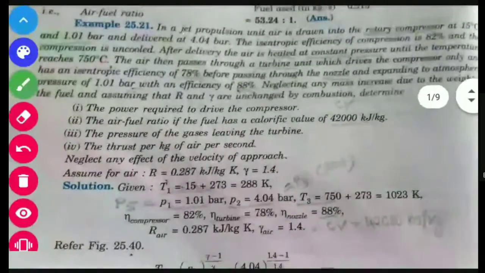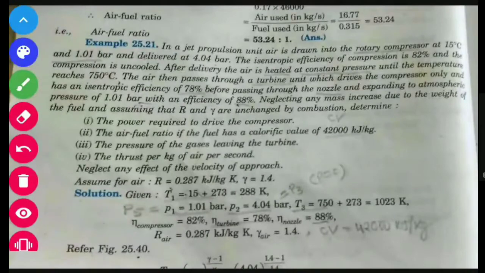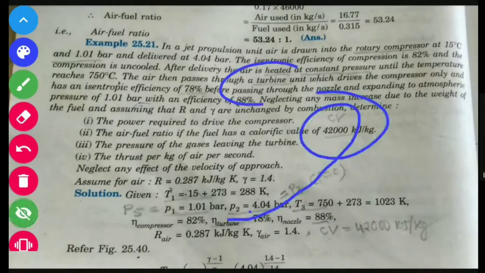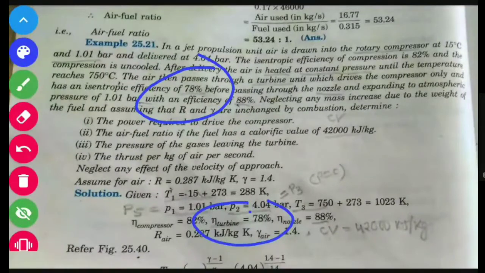After then, the air passes through a turbine unit which drives the compressor only. Indirectly, the condition is given that the turbine work is equal to compressor work. As you know, to run the compressor you need turbine work. And it has an efficiency of 78%. Here we are talking about the turbine, so the turbine efficiency is 78%.